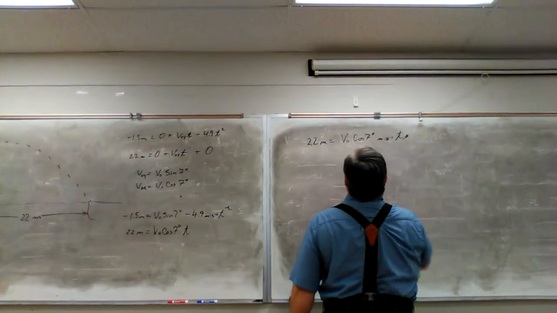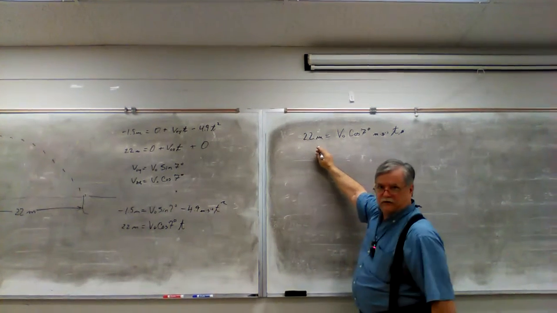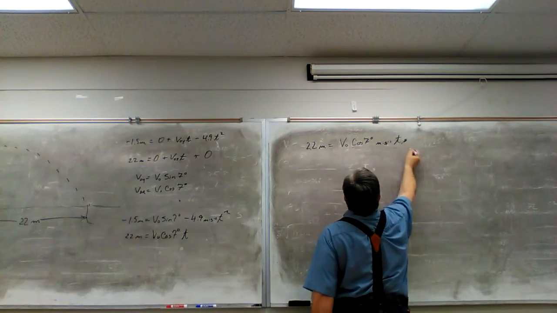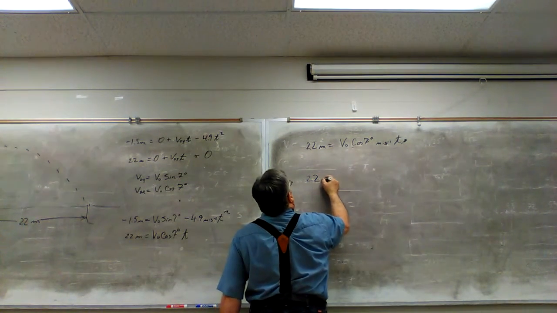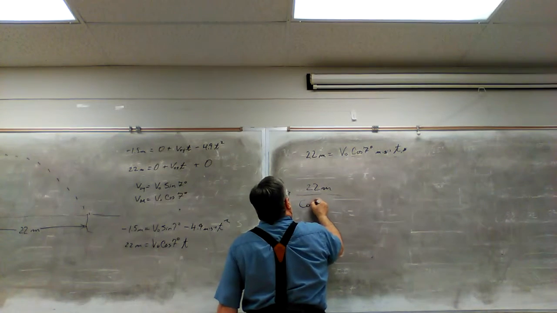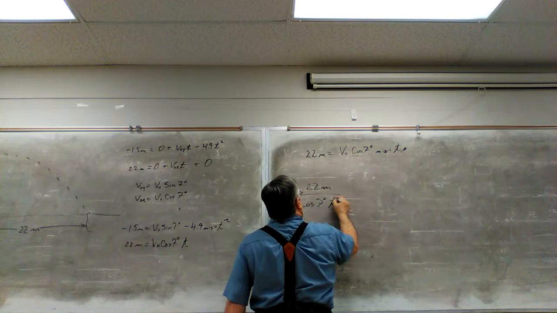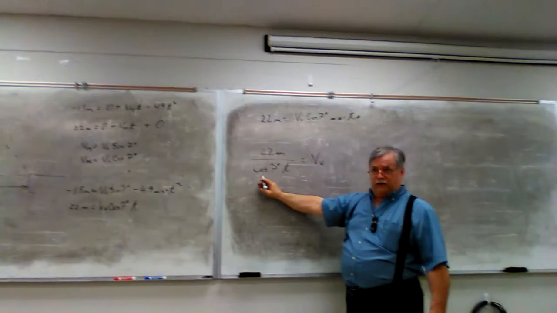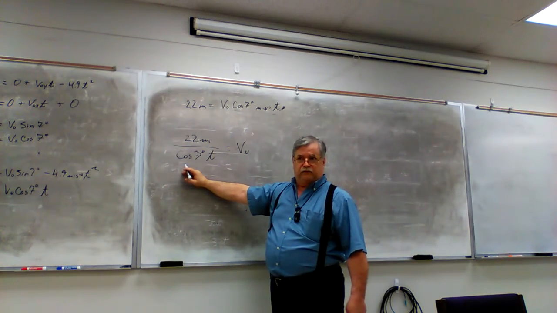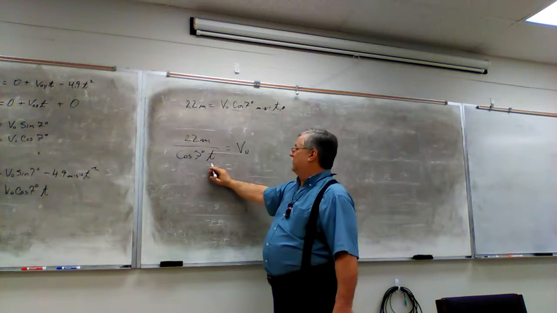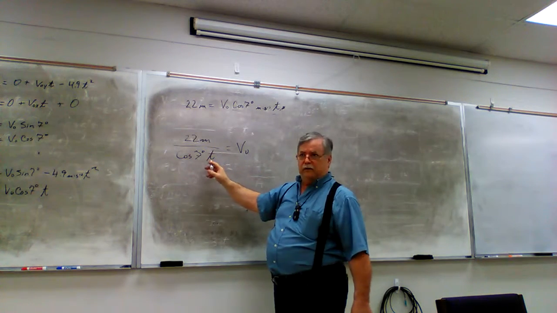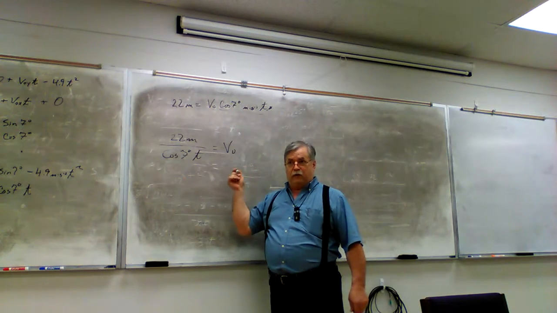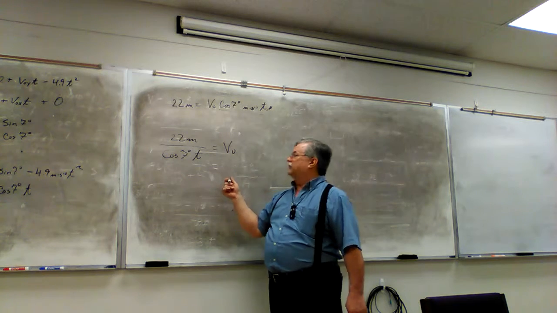How about instead, let's solve for v sub naught. If we divide both sides by cosine 7 degrees and time, we end up with 22 meters divided by cosine of 7 degrees times time equals v sub naught. Cosine of 7 degrees is unitless, because it's a trig function. Time is in units of seconds, so we have meters per second is equal to meters per second. But look what we have now. We have v sub naught as a function of time.